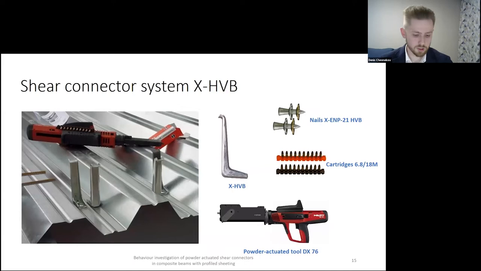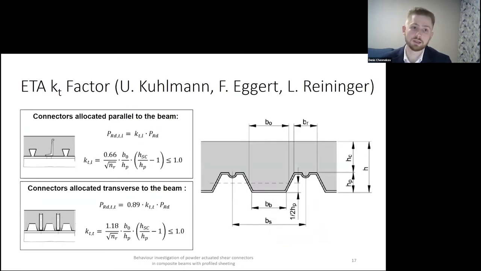I'm working with the Hilti XHUB shear connector system, which consists of ductile connectors which could be fastened by a pair of nails with the help of a powder-actuated tool. And it's a reason why they have such complicated naming that you could see in the title of the presentation. And we tested them. And as I said before, it's interesting to estimate the applicability of different approaches. It is used in Europe, it has ETA approval, European Technical Assessment, and in the ETA, besides the characteristic resistances for solid slabs, you could find these two formulas. It's a kt factor.